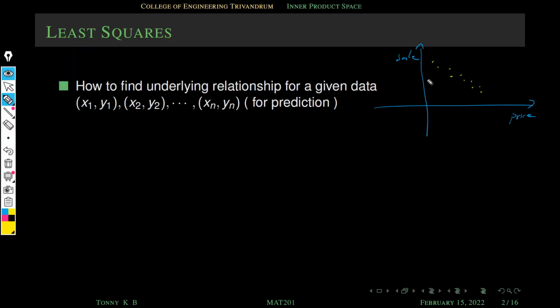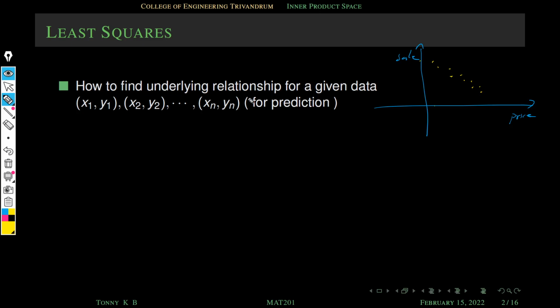Suppose we have data points like this. Here on the x-axis our variable is price, and here it is sale. We know sale depends on price. So each data point means that if the price is here, then the corresponding sale is here. Naturally, if price is increasing, sale is decreasing. That's why the data points look like this. Suppose there is an underlying relation between these data points. Our aim is to find that underlying relation, or approximate it.